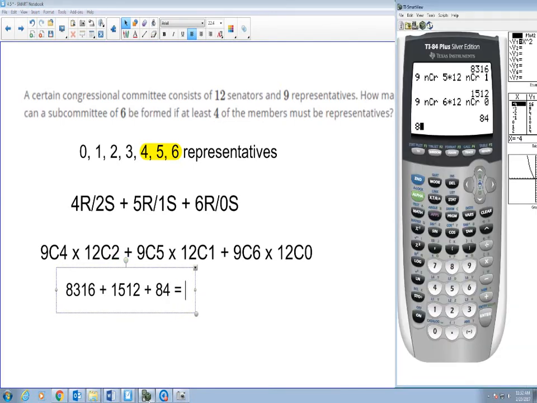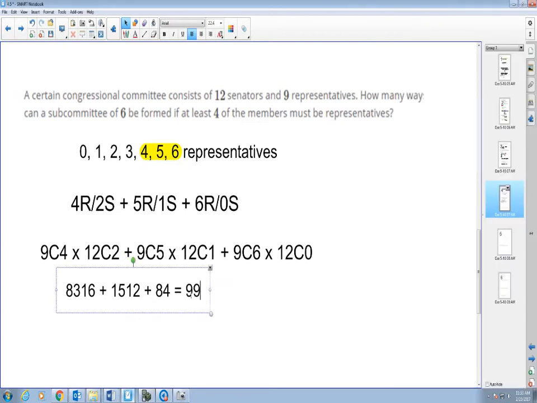Alright, add them up: 8316 plus 1512 plus 84. So that'll give me 9,912 ways to select at least 4 members. Must be representative. Alrighty.